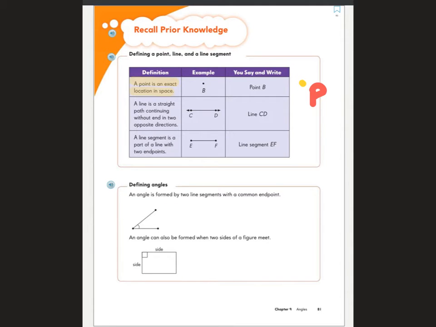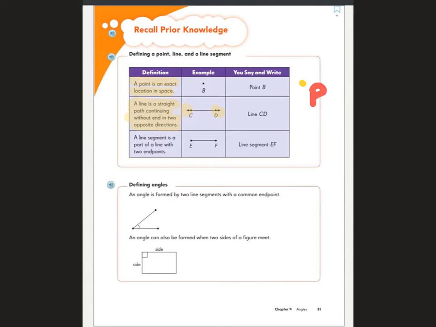Our next important vocabulary word is a line. This can get mixed up a lot with a line segment, so make sure you're really paying attention to this explanation. A line is a straight path continuing without end in two opposite directions. So that means that a line can go on forever and ever and ever, no matter what. So you'll notice when you look at the example of line CD, it has two arrows on the end of the line. Those arrows show us that the line can keep going in those directions forever and ever and ever.